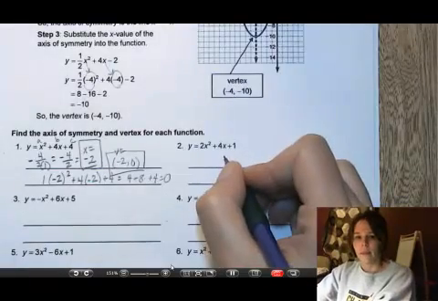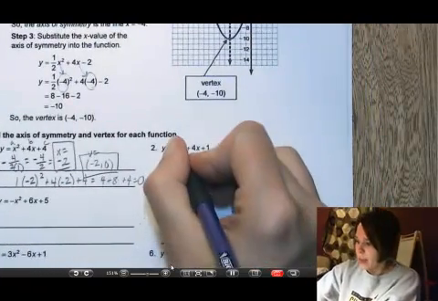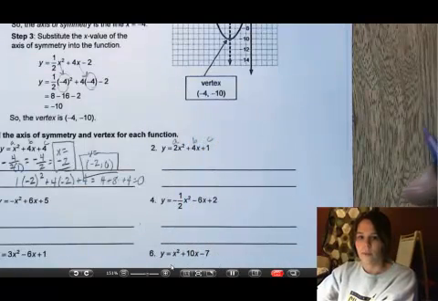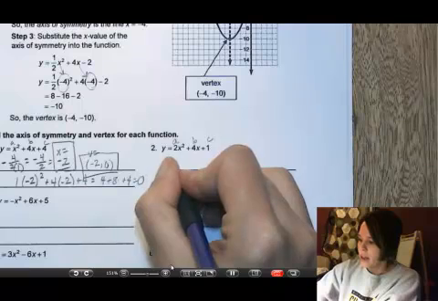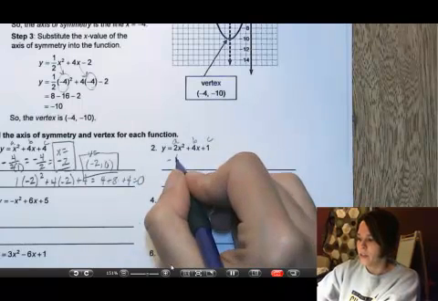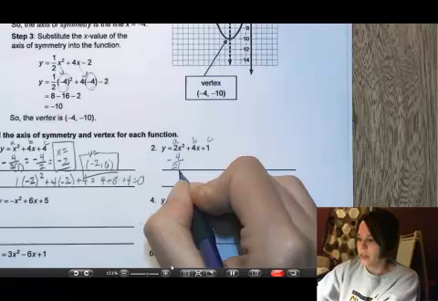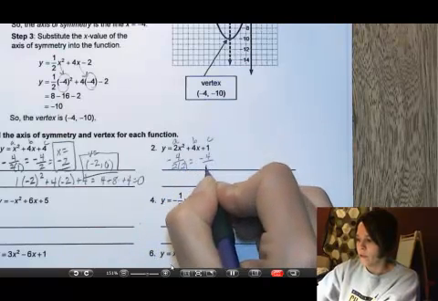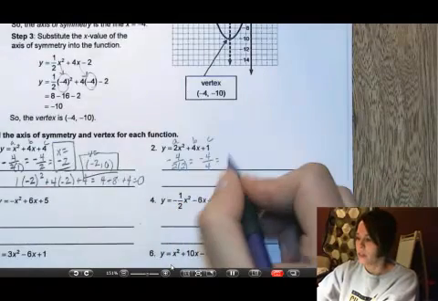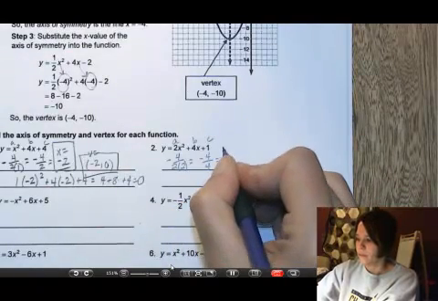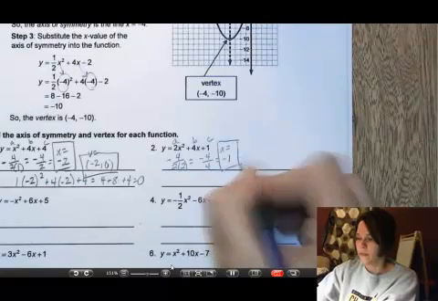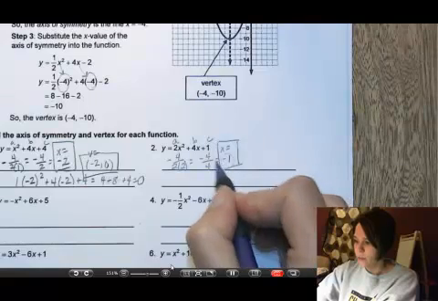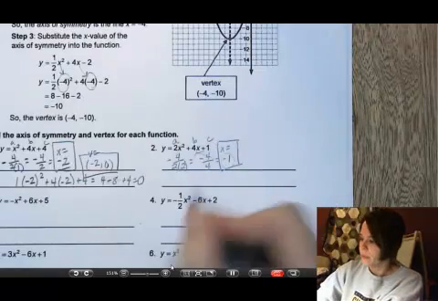Okay, next example. Let's go through and label. A is 2, B is 4, C is 1. Okay? Axis of symmetry. Opposite of B is 4 divided by 2 times A is 2. Opposite of 4 over 4 is -1. Axis of symmetry.